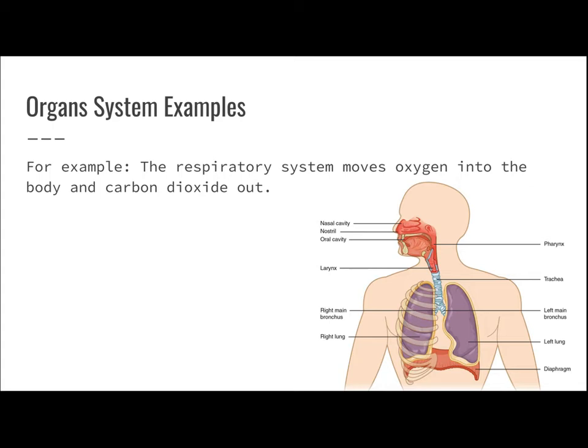So one example of a system is the respiratory system. The respiratory system's job is to move carbon dioxide out of your body and oxygen in. So the main organ that's involved in this is the lungs. But there's also, say, the muscles of the diaphragm that help expand and contract your lungs. There's all the various tubing that the air goes in and out of. So this is a system.